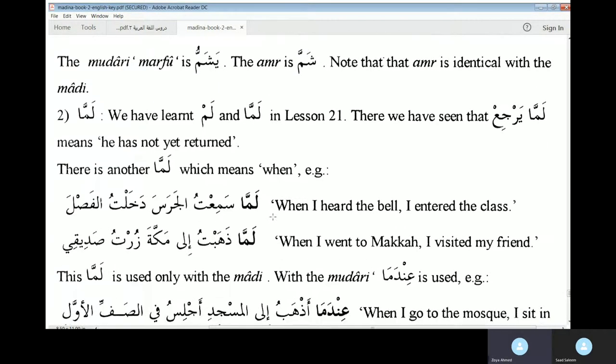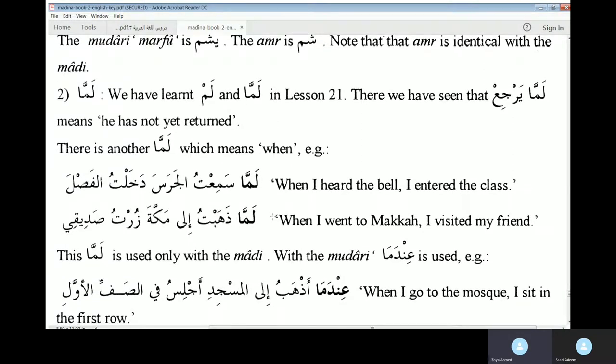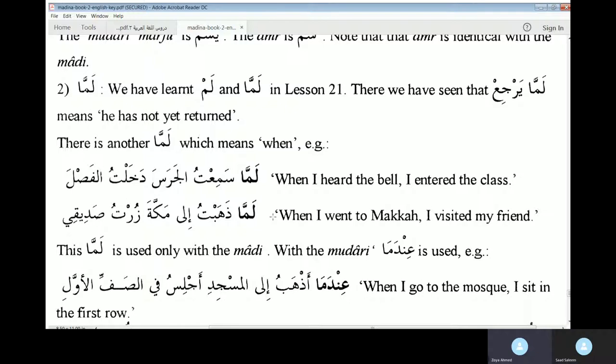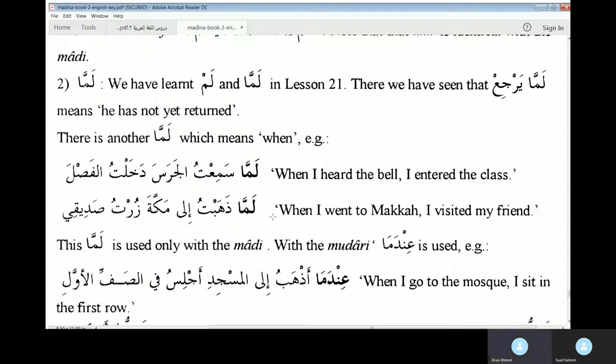Lamma. We have learned lam and lamma in lesson 21. There we have seen that lamma yarji means he has not yet returned. There is another lamma which means when. Lamma sami'tul jawasa dakhaltul fasla. When I heard the bell, I entered the class. Lamma zahabtu ila makkata zurtu sadiqi. When I went to Makkah, I visited my friend.